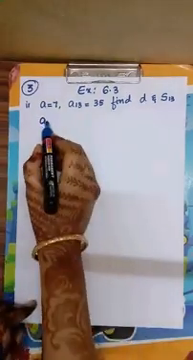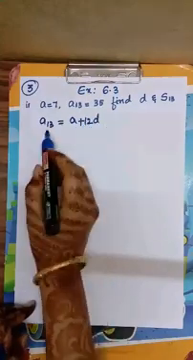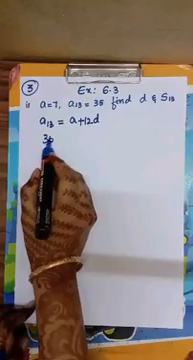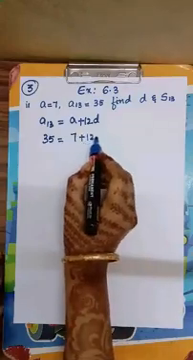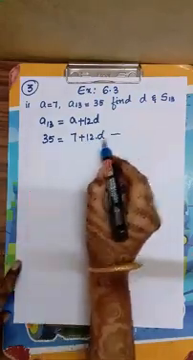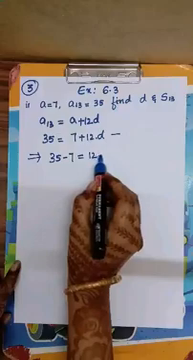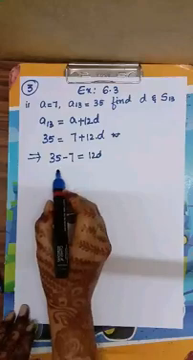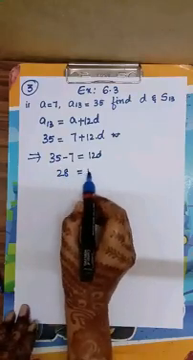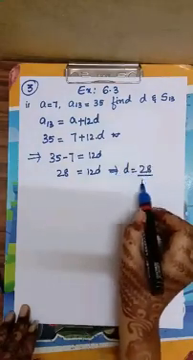A13 is equal to A plus 12D. A13 value is 35, A is 7. That is also given: 7 plus 12 into D. That implies 35 minus 7 is equal to 12D. 35 minus 7 is 28, which is equal to 12D. That implies D is equal to 28 by 12.